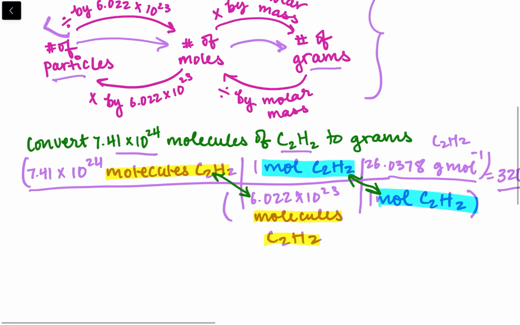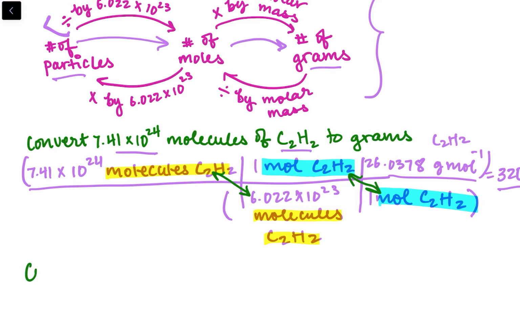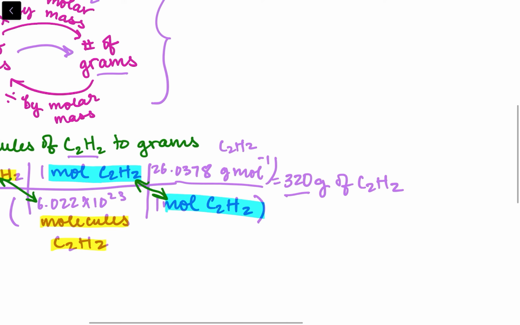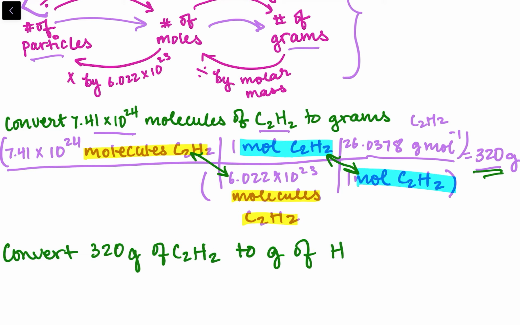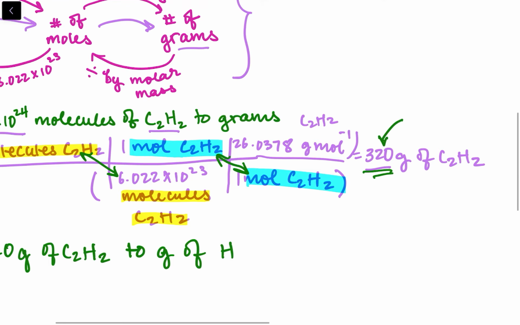That's pretty simple. That's mindless work, but let's add some more complexity to it. Let's add in the idea of mole ratio. So we're going to use the answer that we got last time. So we were going to convert 320 grams of C2H2 to grams of hydrogen. So how much hydrogen is in 320 grams of this compound?